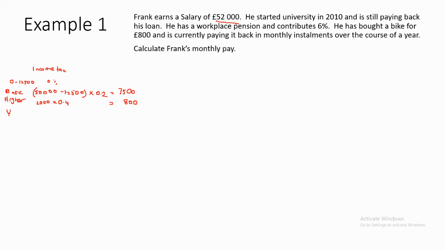Okay, so then yearly, the total is 8,300, and therefore monthly, £8,300 divided by 12, 691.67. Okay, next work out the national insurance.